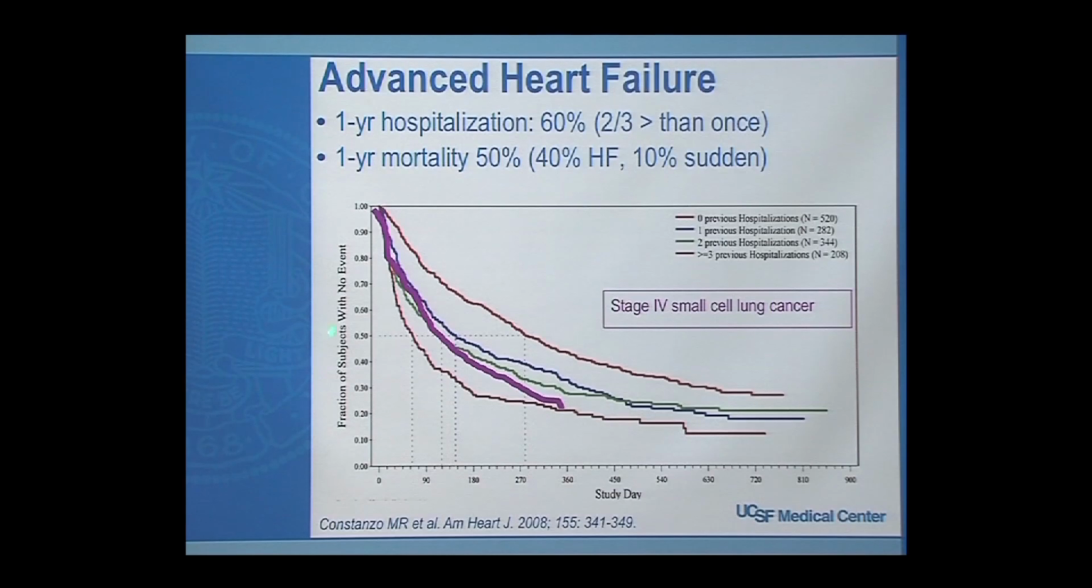We don't really think about heart failure as having such a poor prognosis, especially in the end stage. And people are really worried about cancers. A lot of patients know that cancers have relatively poor prognosis. But if you compare the absolute worst cancer that people can have, which is stage 4 small cell lung cancer, the prognosis is really similar to end stage heart failure. So it is a very, very debilitating disease.